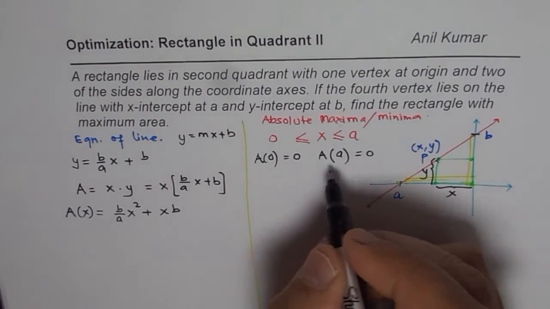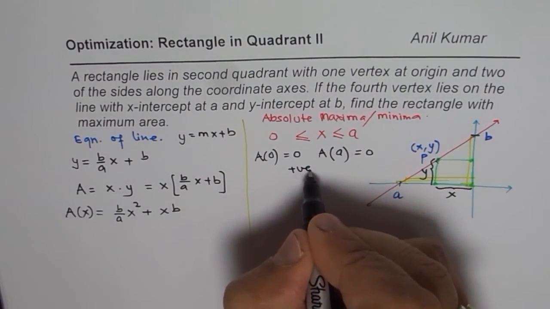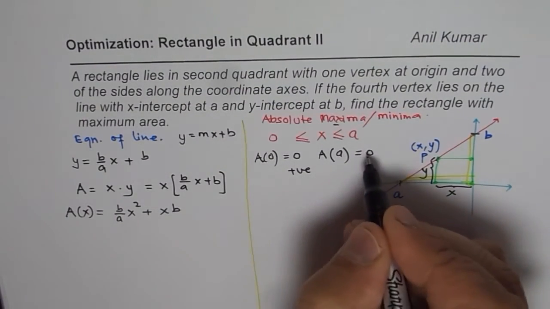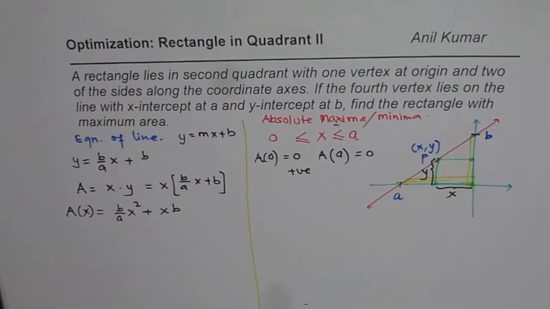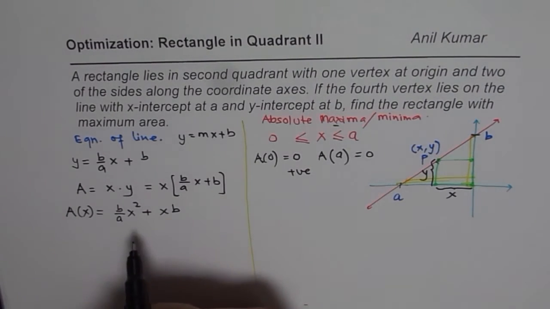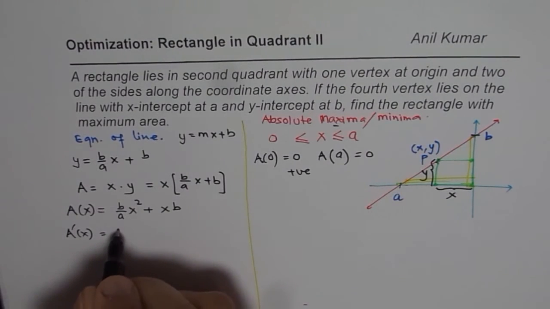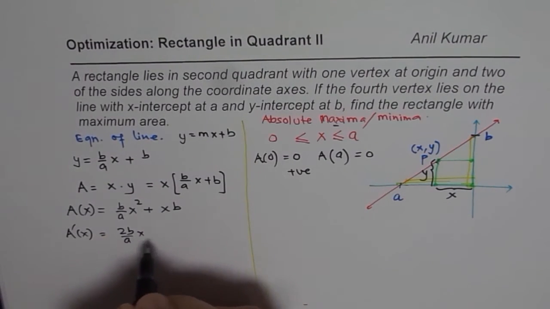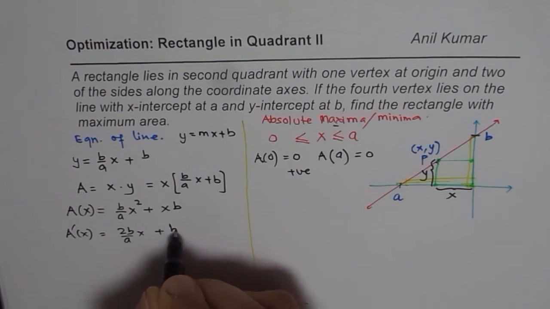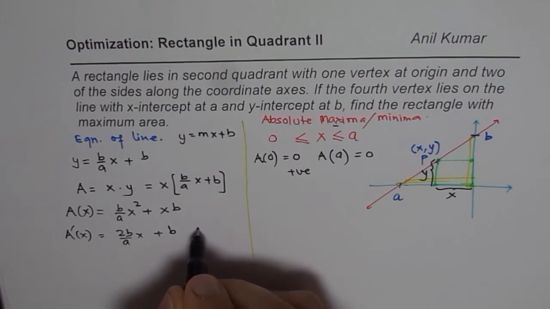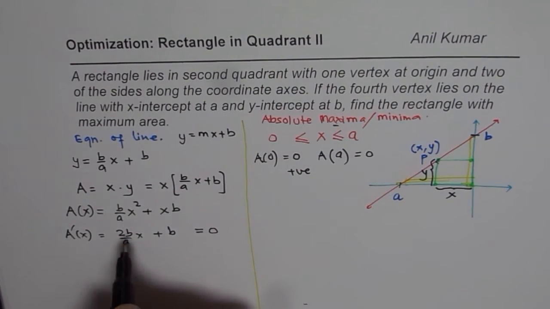Anywhere in between, it has to be positive, right? So that gives you a maximum, more than 0. Perfect. So that's the kind of strategy. Now let's figure it out. Let's find the derivative, A prime of x, which is 2ba over x plus b, right? Now, for a critical number, that should be 0. Let's find the value of x.